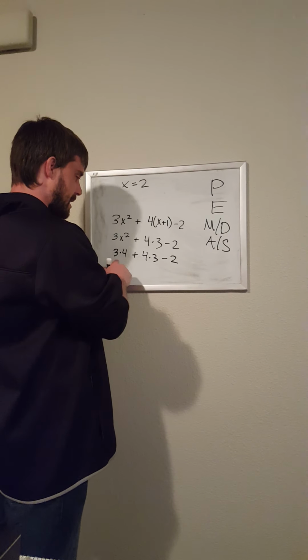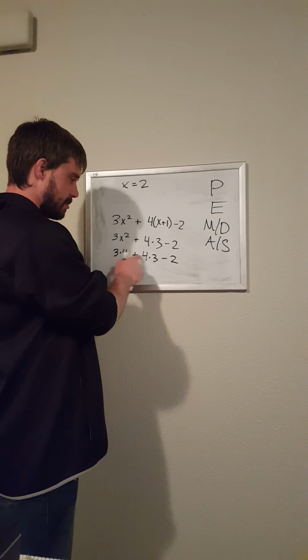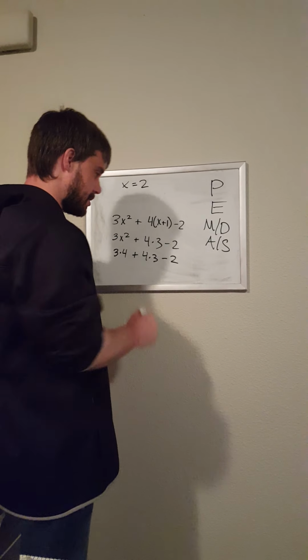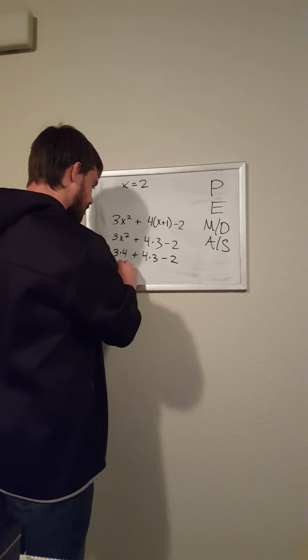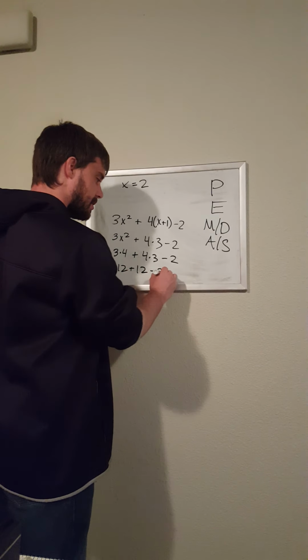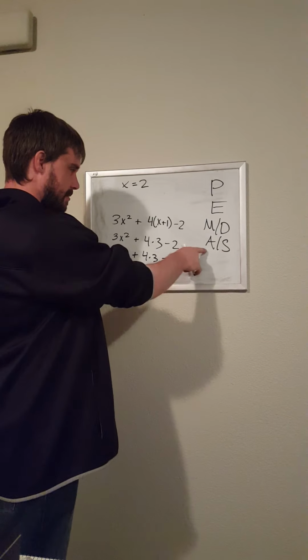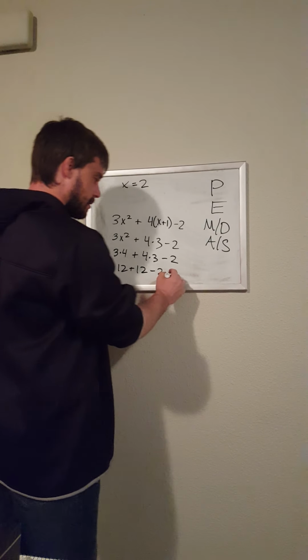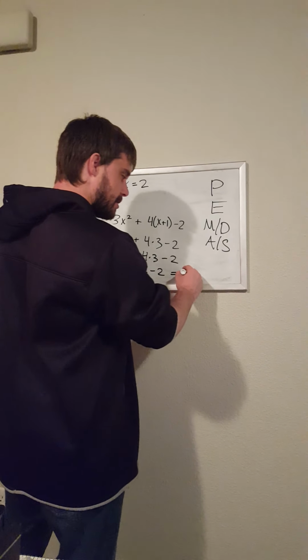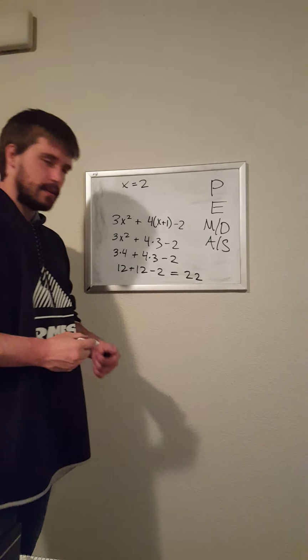So at this stage, all I have left is multiplications and addition and subtraction. So I'm going to do the multiplications first. I go 3 times 4 is 12, plus 4 times 3 is 12, minus 2. And now all I have is addition and subtraction. I can compute these. 12 plus 12 is 24. 24 minus 2 is 22.